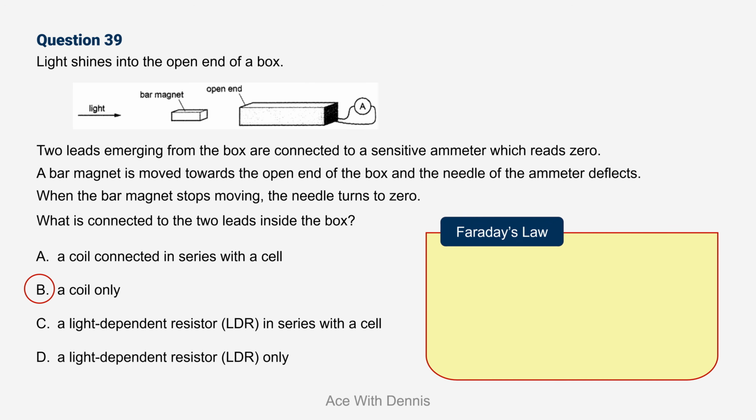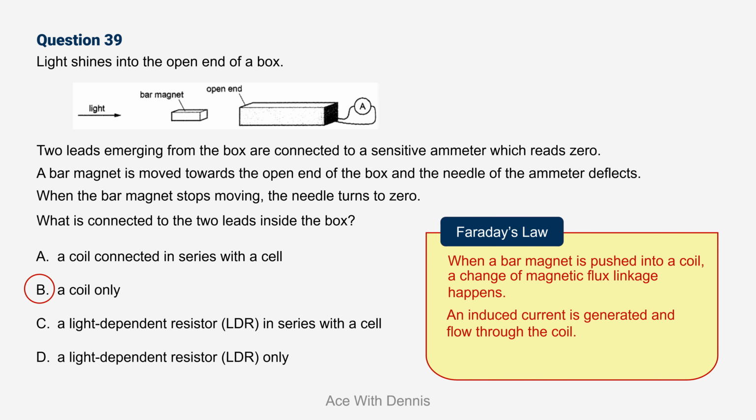So based on Faraday's law, when a bar magnet is pushed into a coil, a change of magnetic flux linkage happens. An induced current is generated and flows through the coil, and this causes the needle of the ammeter to deflect. Hence, the answer is B, a coil only.